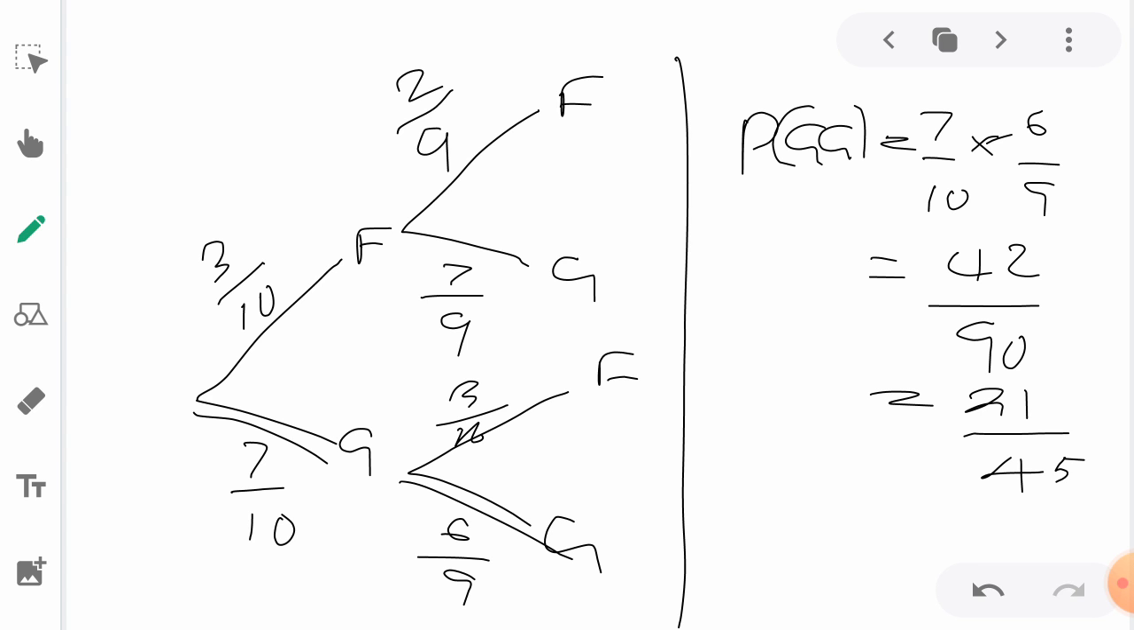Is it possible that 45 can be divided by 3? Yes, we can still divide this. So 3 into 21 will give you 7, and over 15. So that's the probability that you are picking good and good. What was the probability of picking where one is faulty, which is part 2, Roman numeral 2.